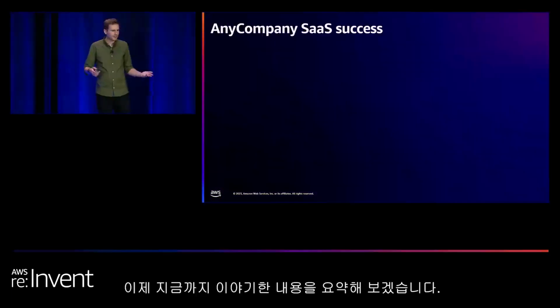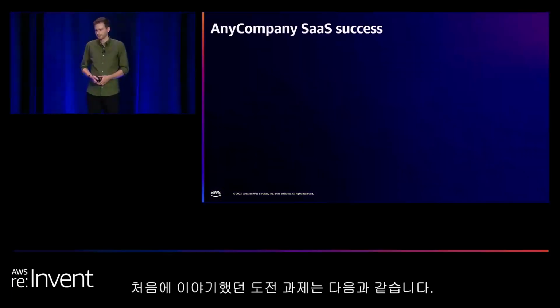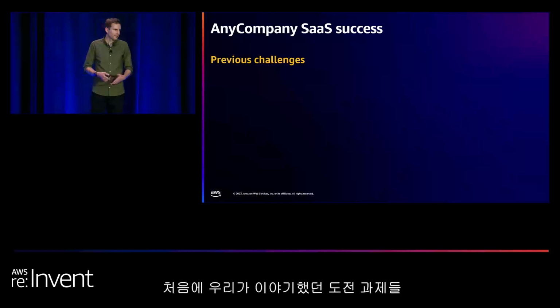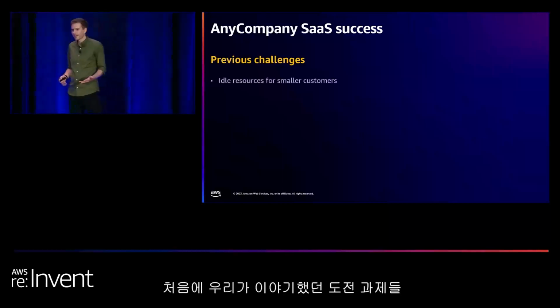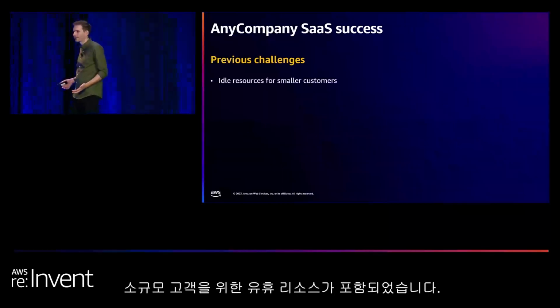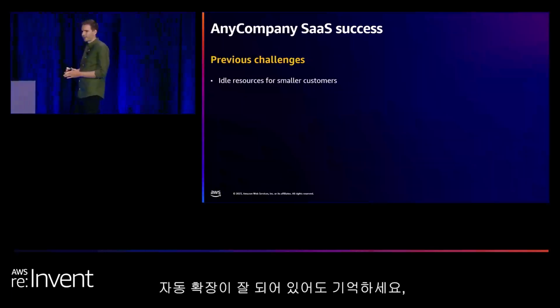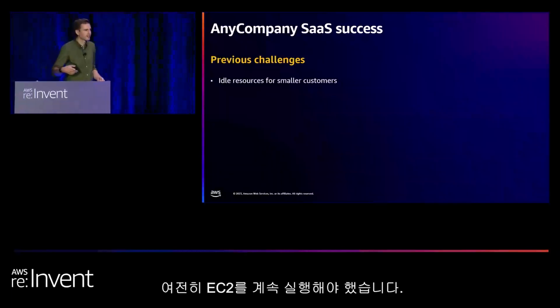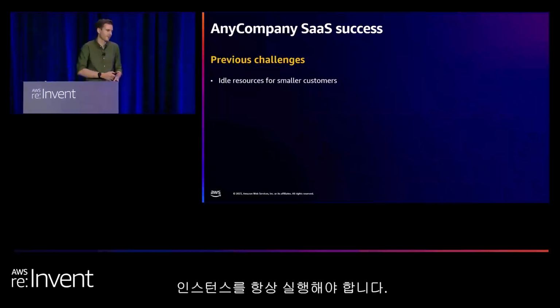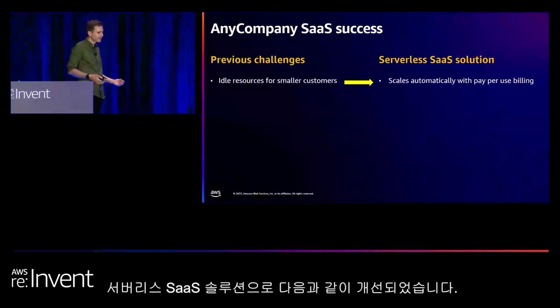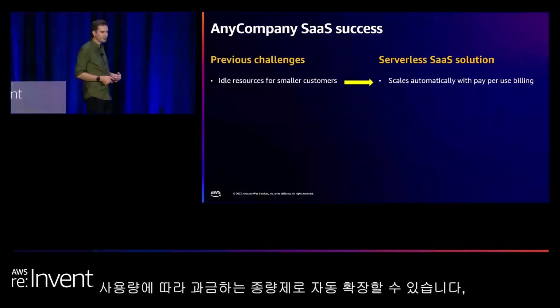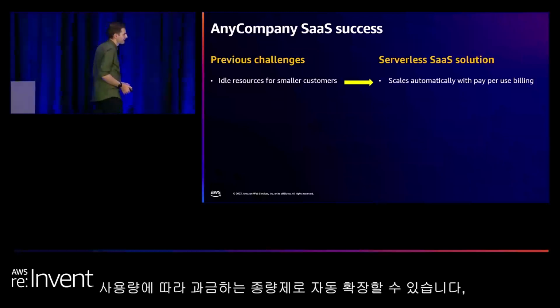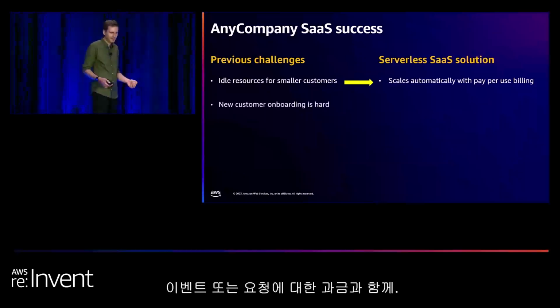So let's look to summarize what we've talked about. The challenges that we talked around at the start included the idle resources for small customers. Remember, even with good auto-scaling, we were still having to run continuous EC2 instances all the time. With the serverless SaaS solution, we now have automatic scaling with pay-for-usage billing, with pay for events or requests.